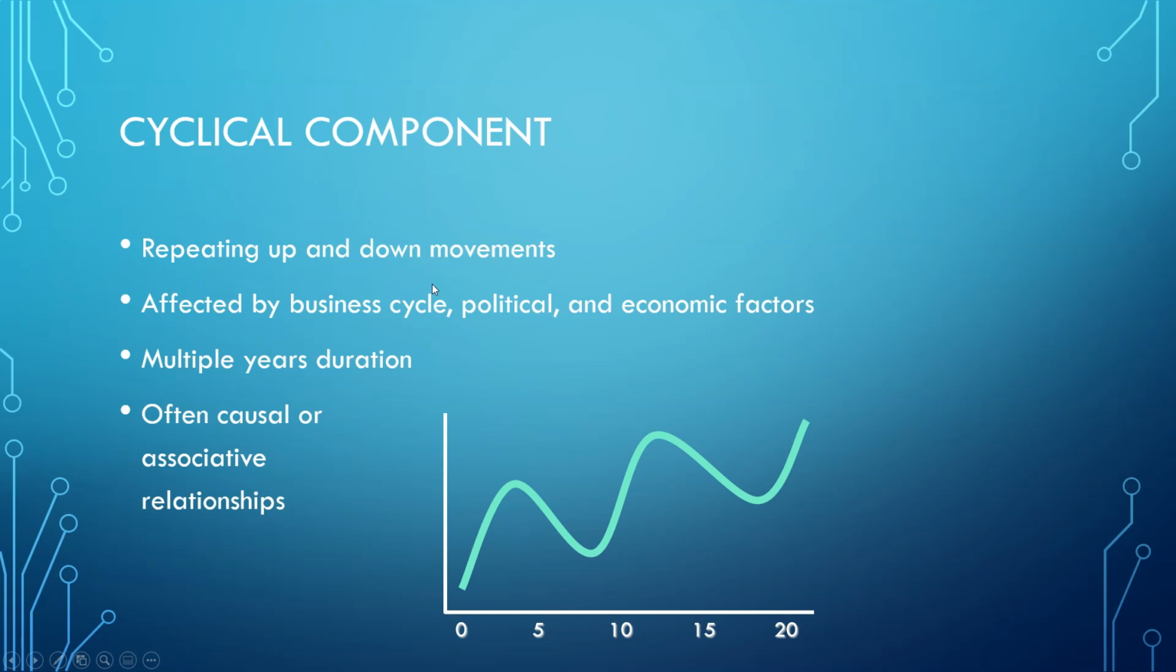The cyclical component is patterns in the data that occur every several years. Predicting business cycles is difficult because it might be affected by political events, economic changes, or other related factors. The impact of any factor will be noticed over a longer period of time.